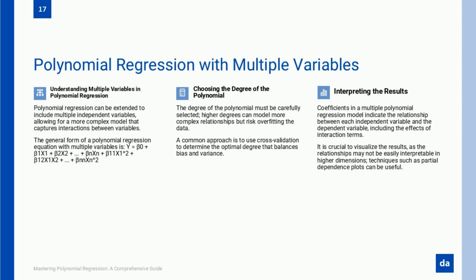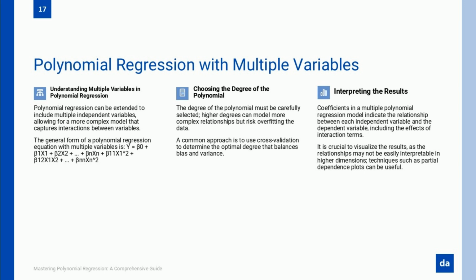To manage this complexity, techniques such as cross-validation are used to compare models of different degrees and determine which degree provides the best balance between accuracy and generalization. If the polynomial degree is too low, the model may underfit, failing to capture important trends. If the degree is too high, the model may overfit, making predictions unreliable on new data.